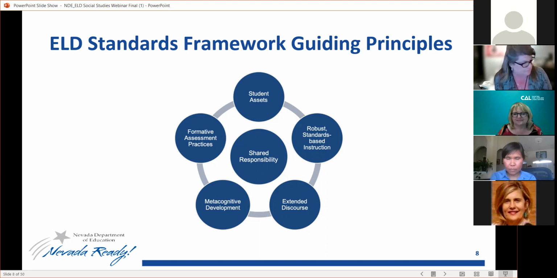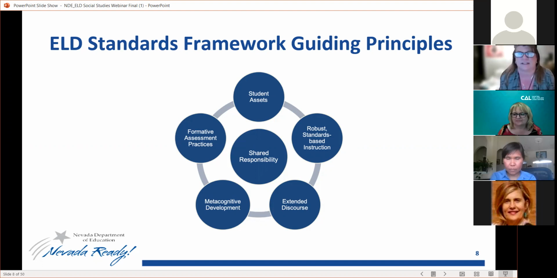Then the robust standards are standards-based instruction, and this is for high cognitive demand. It's asking us what we can do with our students, how we can bring the most out in them. Then we have extended discourse. This is where we want to get our students collaborating and talking as much as they can, whether it's in their native language or in English, as long as they are collaborating and making the most out of their learning situation. Then we have metacognitive development. The metacognitive development is so that they understand what they are learning and why they are learning it.